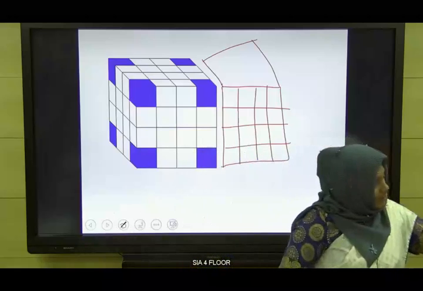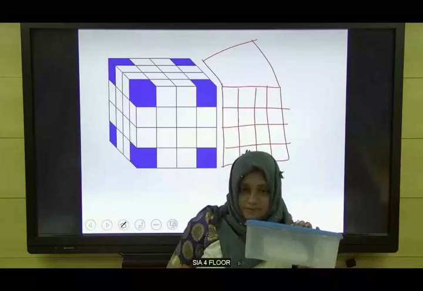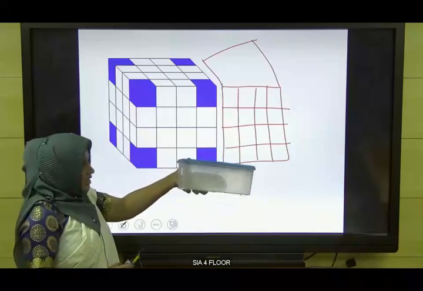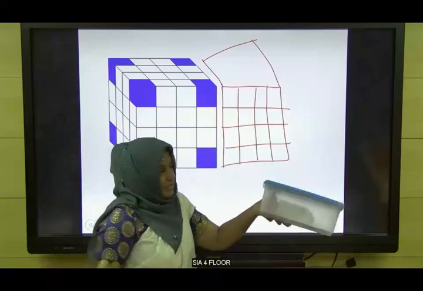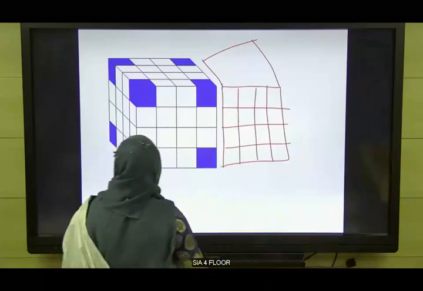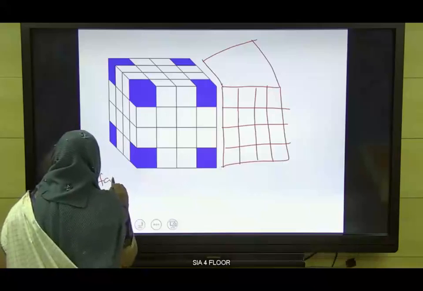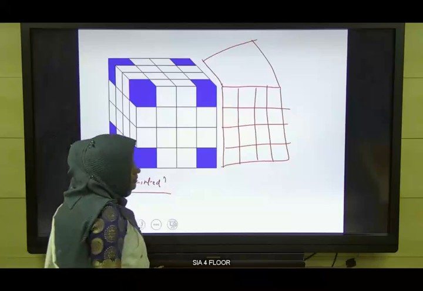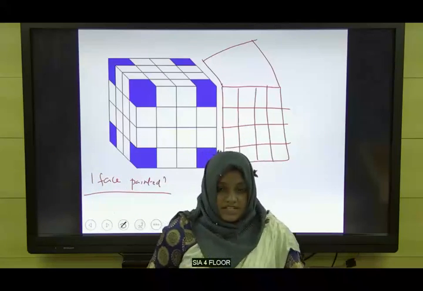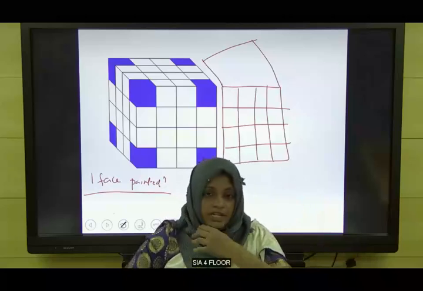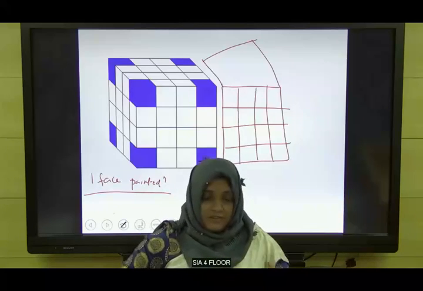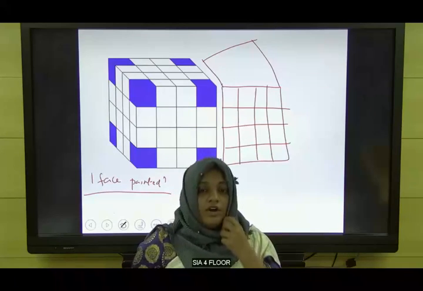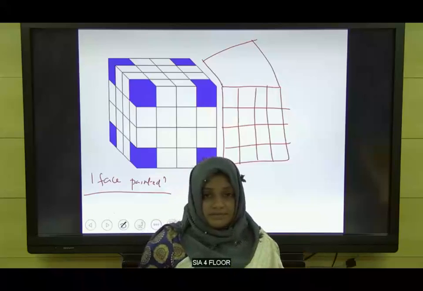It becomes like this, correct? This was a cube, now it becomes a cuboid. Okay. Now after attaching, I'm painting this cuboid. Now my question is, how many are one face painted in the entire block? You're attaching and then you're painting all the faces. You're painting all the 6 faces: top, bottom, right, left, front, back. Everything is painted after getting attached. Now tell me how many are one face painted in the entire block.